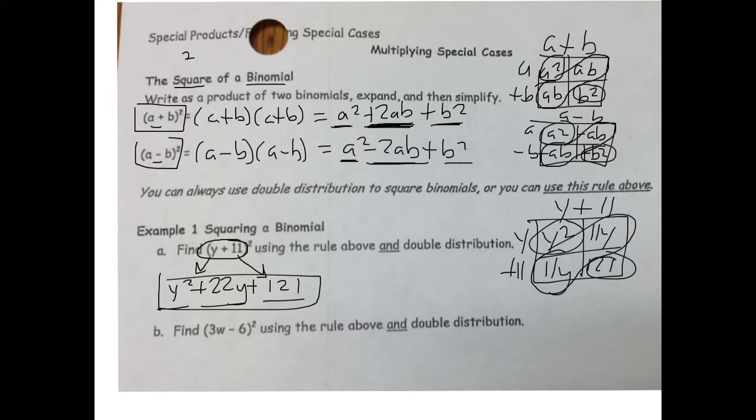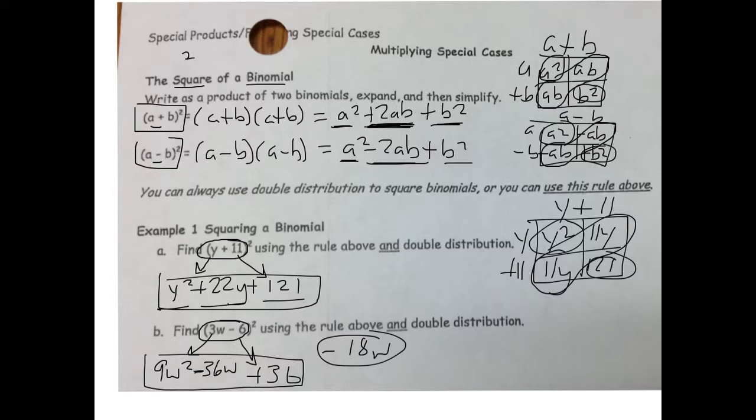All right, let's take a look at the second example. We square that. 3 times 3 is 9. w times w is w squared. We square that. Negative 6 squared makes positive 36. Because that's a negative, we know the middle term is going to be a negative number. We multiply these. That's negative 18w. And then you double negative 18, and it becomes negative 36w. And so that's what the answer looks like.